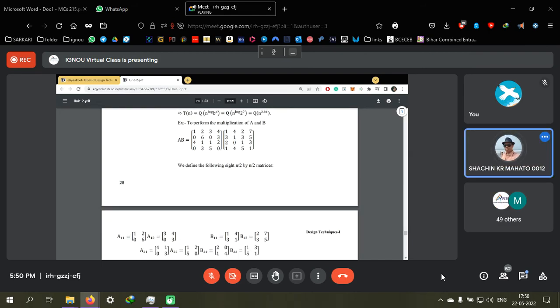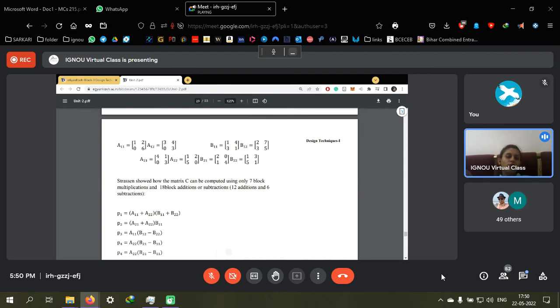So for example, here we have 2 matrices, right? First we have to divide these matrices into 2 parts. So here A11 is 0206, A12 is 3403, A21 is 4103, A22 is 1250. Similarly with the B values.